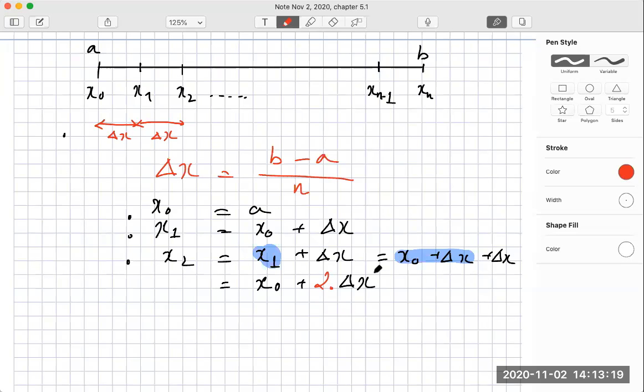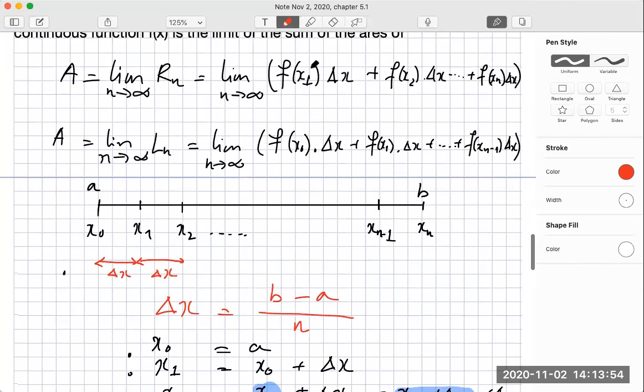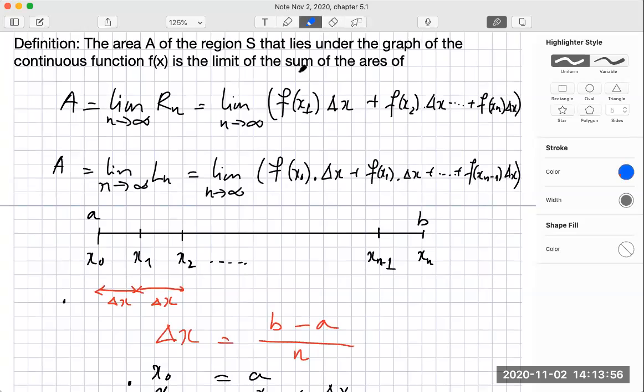Very good. Yeah, or x0, we can write it, yes, the same thing: A plus 2 delta x. Right? Very good. So it means that if we're given A and B and the number of intervals, we can easily compute x0, x1 until xn. And we are given the function f, then we can evaluate f of x0, f of x1, etc. here, right?